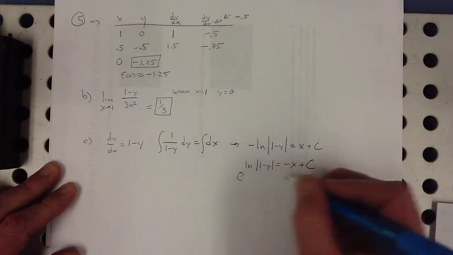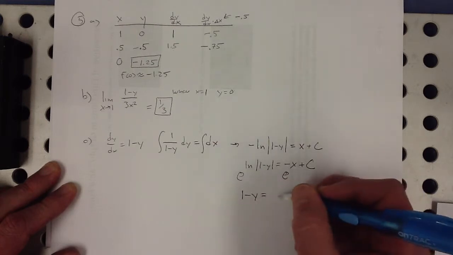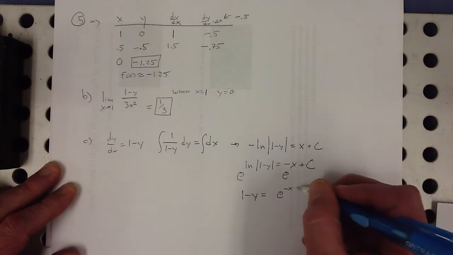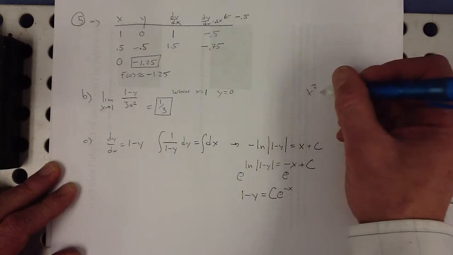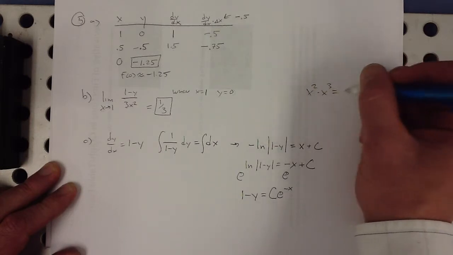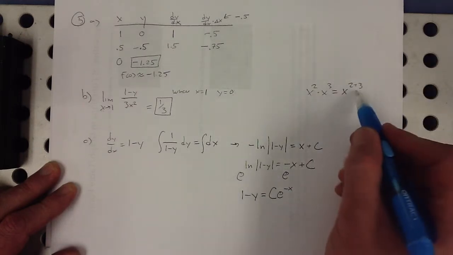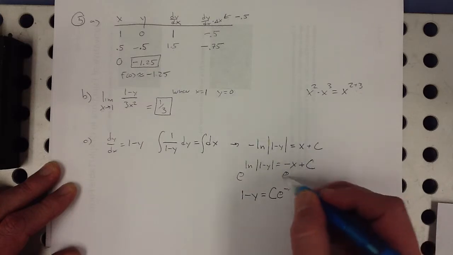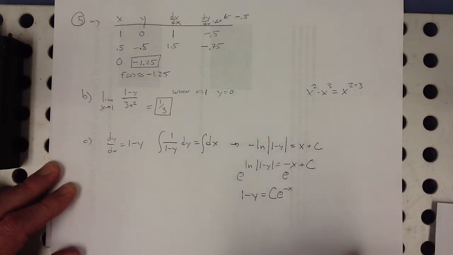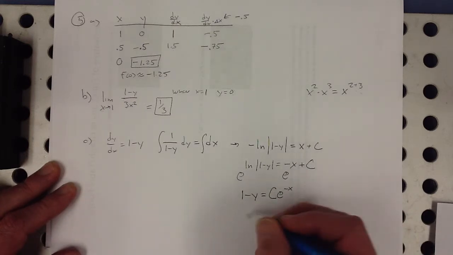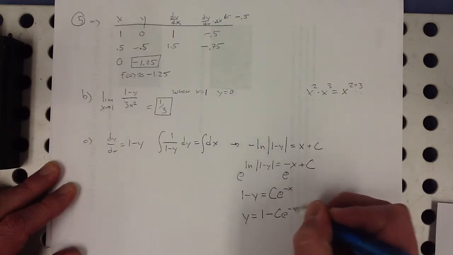And then exponentiating both sides. That gives me 1 minus y is equal to e to the negative x plus c, but that c can move down, because x squared times x cubed is equal to x to the fifth, 2 plus 3. So when I have things like this, I could use that rule backwards. So that's like e to the negative x times e to the c, and e to the c is just some other constant, some other version of c. And then almost there, solving for y, y equals 1 minus c e to the minus x.